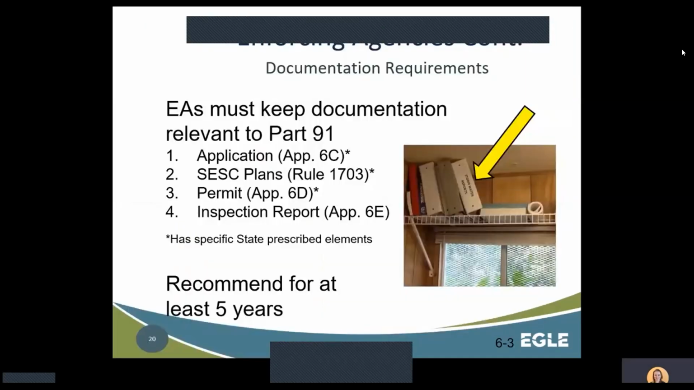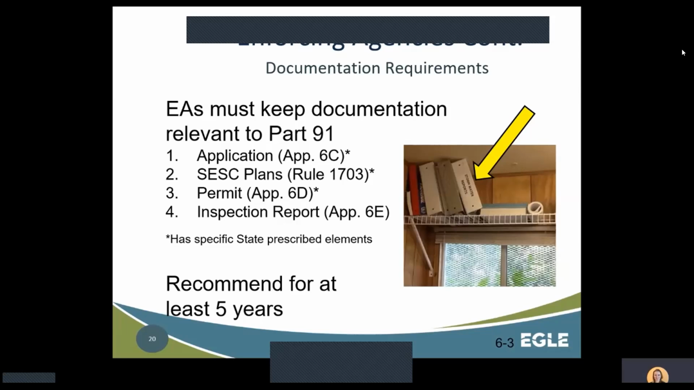Enforcing agencies are required to keep documentation relative to Part 91, including the SESC application, plan, permit, and inspection reports. The first 3 have information required by the state. There are forms available on EGLE's website if an enforcing agency would like to use them. These sample forms have all the minimum elements required under Part 91. It is recommended that these documents be kept for at least 5 years.